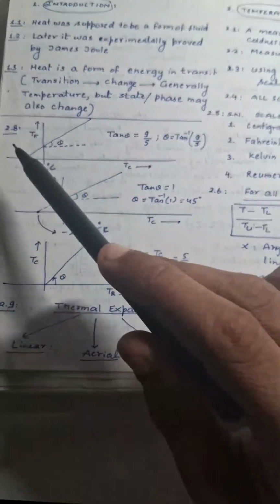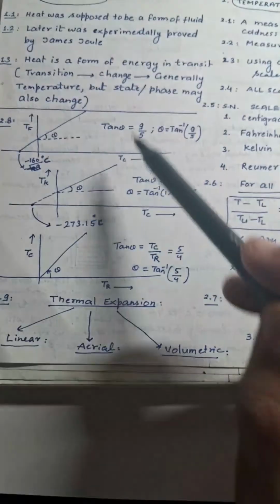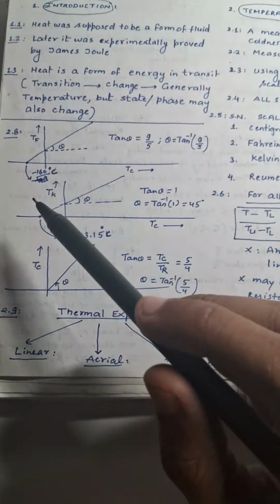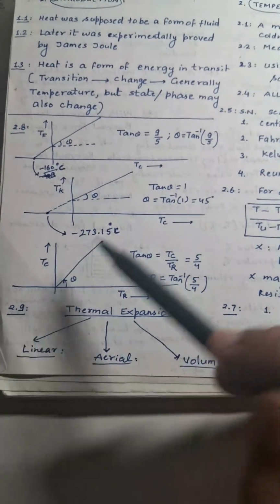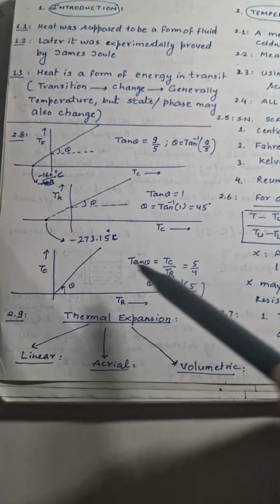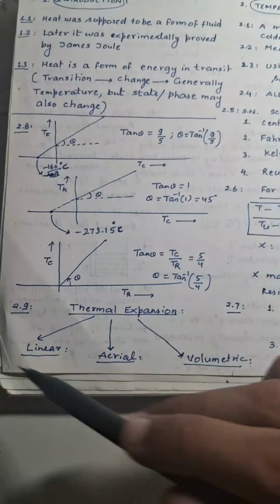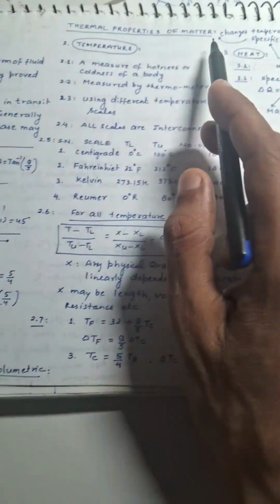Then we have the relation between different temperature scales like Fahrenheit and centigrade. It varies graphically as shown in the figure. Tan theta here is 9 by 5. For the Tk versus Tc graph, tan theta is 1. For Tc versus Tr, the graph passes through the center and the relation is this much. Now we have the concept of thermal expansion, which may be linear, areal or volumetric.